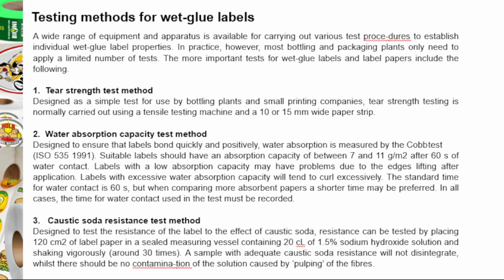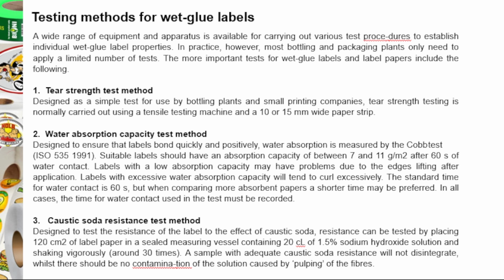Number 1, tear strength test method. Designed as a simple test for use of bottling plants and small printing companies, tear strength testing is normally carried out using a tensile testing machine and 10 or 15 millimeter wide paper strips. Number 2, water absorption capacity test method.